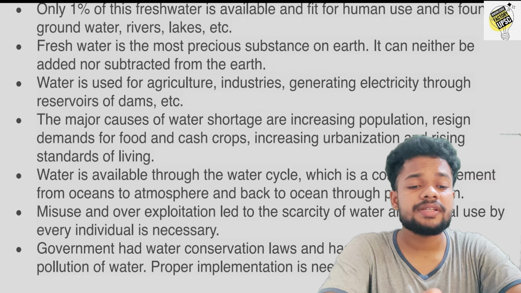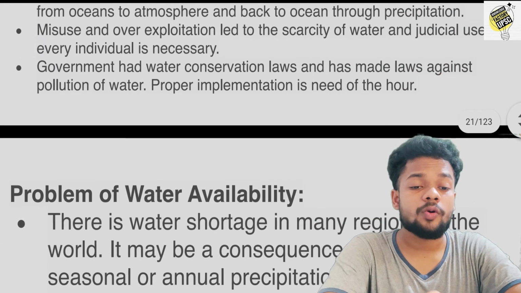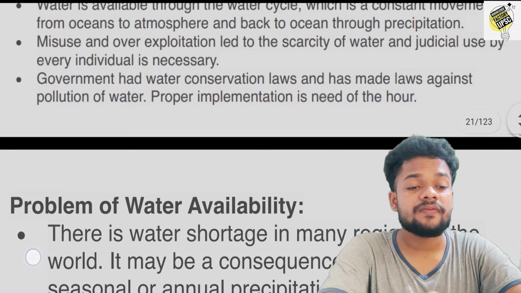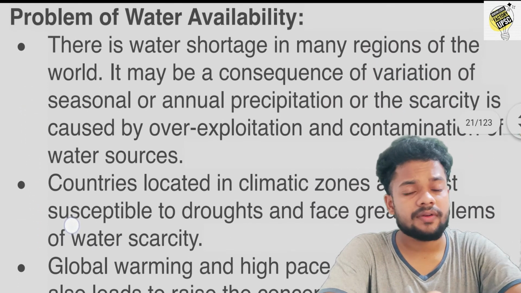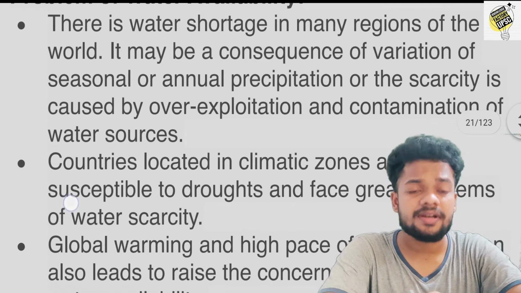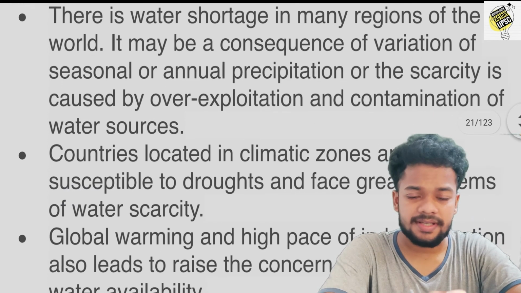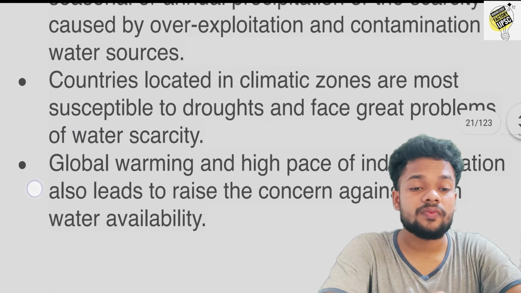Countries located in arid climatic zones are the most susceptible to droughts and face the great problem of water scarcity. Then global warming and the high pace of industrialization also lead to rising concern about the availability of clean water. That means over-industrialization also leads to water scarcity. Okay, so the conservation of water resources.